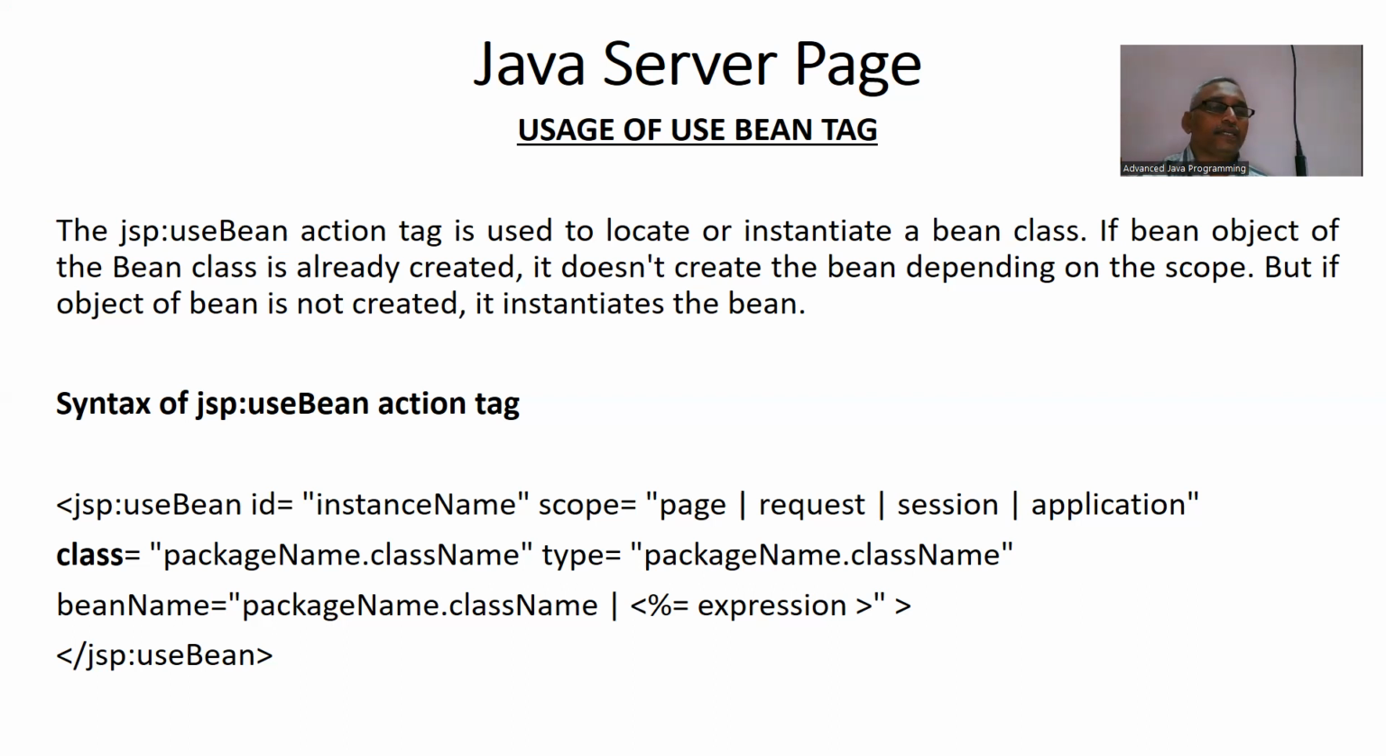Next, class instantiates the class specified by the bean class, but it must have no-arg or default constructor and must not be abstract. Next, type provides the bean a data type if the bean already exists in the scope. It is mainly used with the class or beanName attribute. If we use it without class or beanName, no bean is instantiated. Next, beanName instantiates the bean using the java.beans.Beans.instantiate method.